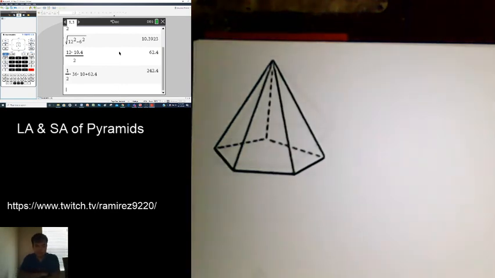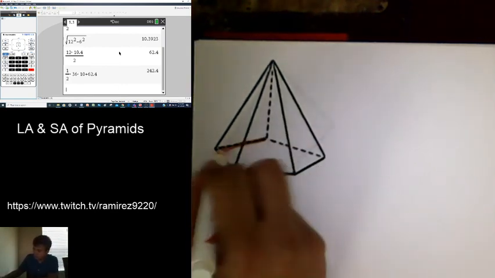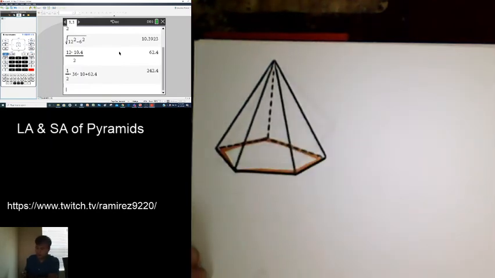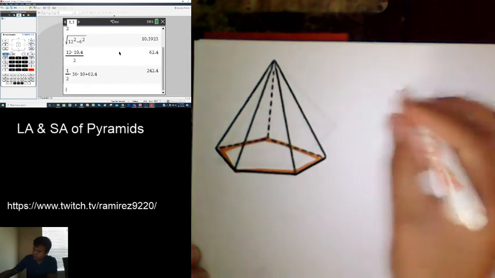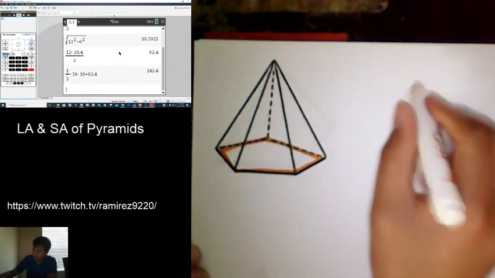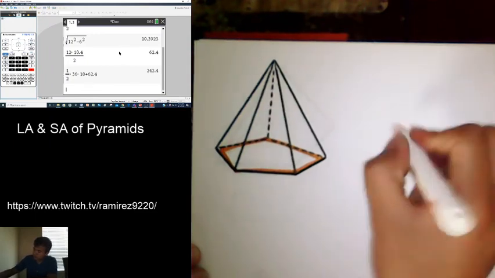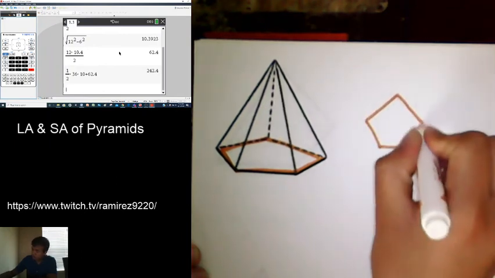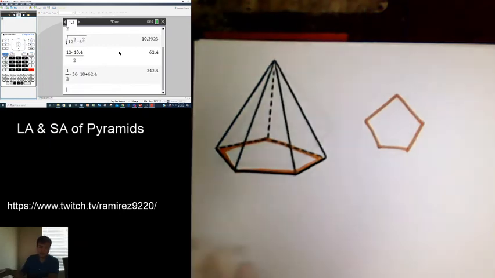This is also a pyramid. The base, just by looking at it, there's 1, 2, 3, 4, 5. Your base is a pentagon. So this is called a pentagonal pyramid. So again, 5 sides, 1, 2, 3, 4, 5. And I'm just going to go ahead and tell you that this is supposed to be a regular pentagon so that you know that all sides are the same.